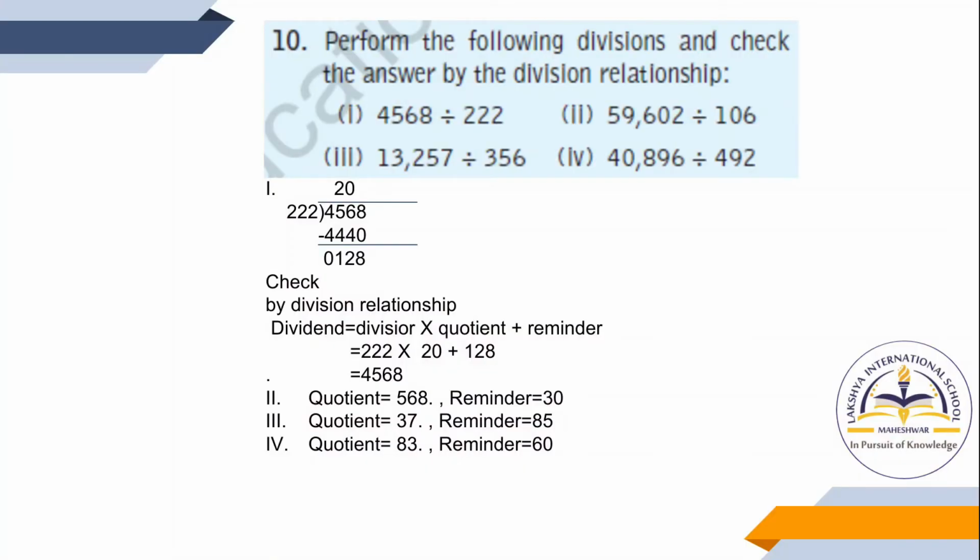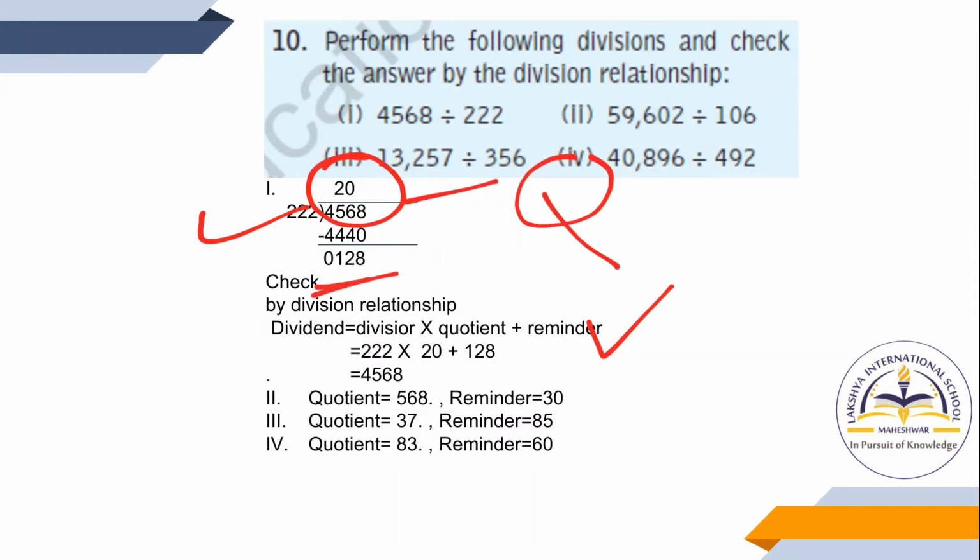Question number 10, perform the following divisions and check the answers by division relationship. Okay, so division relationship, I already told you to learn the formula in our previous concept, that is dividend equals divisor into quotient plus remainder. This is the formula. Okay, so first we will divide 4568 divided by 2. So when you divide this, 20, this is our quotient, 128, this will be our remainder, and 22, this will be our divisor.